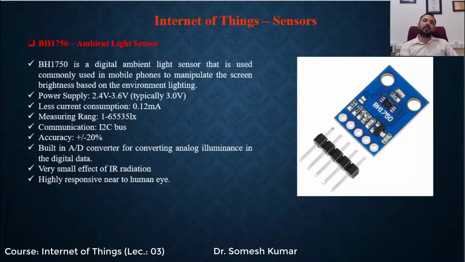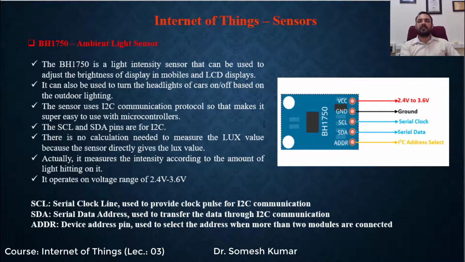This IC has a built-in ADC converter, so we can say this is a smart sensor or readily available sensor. The ADC is inside it, so it outputs in the form of digital output. It is highly responsive to the human eye. It has 5 pins. The first pin is the input pin, VCC. Next is the ground pin. Next are the serial clock, serial data, and the I2C address select pin.